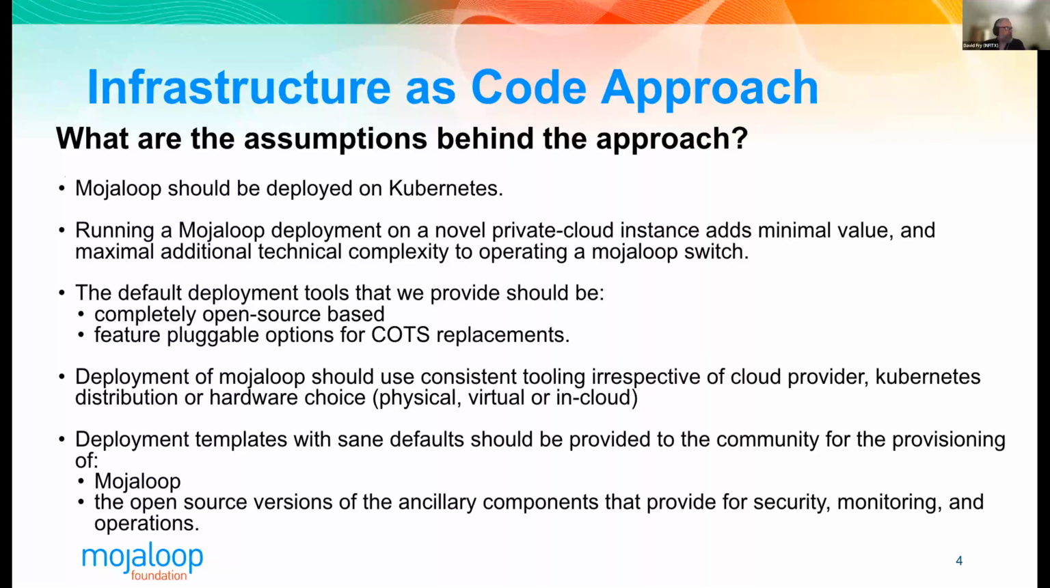And then the deployment templates, we should have the same defaults that we're providing to the community so that they can provision Mojaloop and the open source versions of the other components. And those other components are what provides logging, monitoring, security, operational capacities. So those should all come with the same defaults as a part of the IAC that handles the deployments.